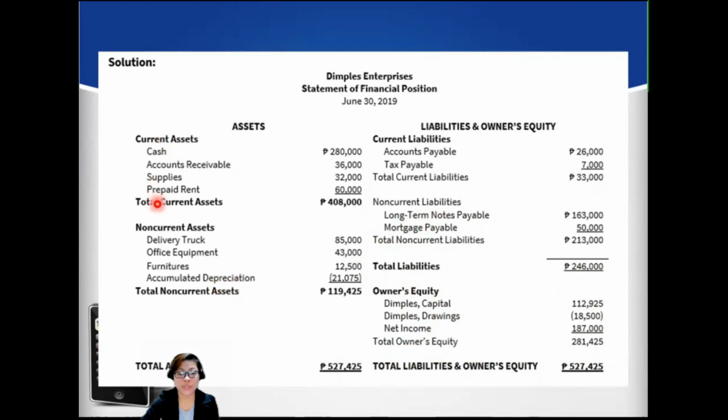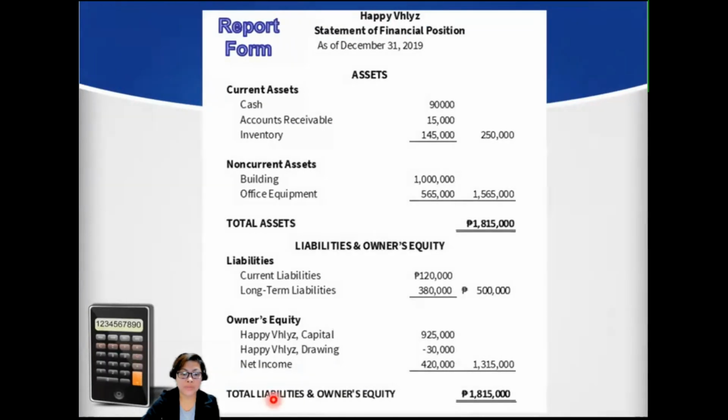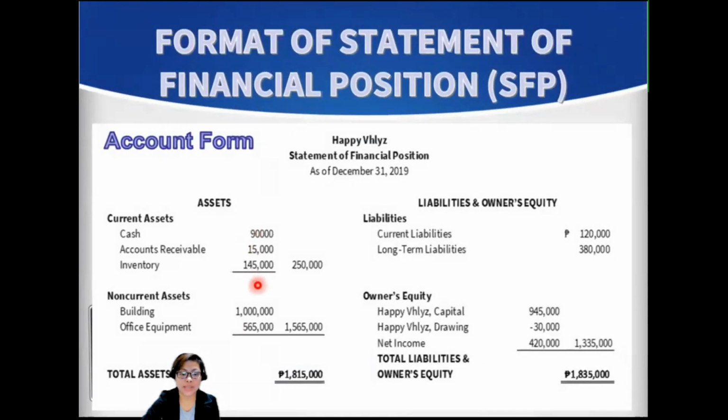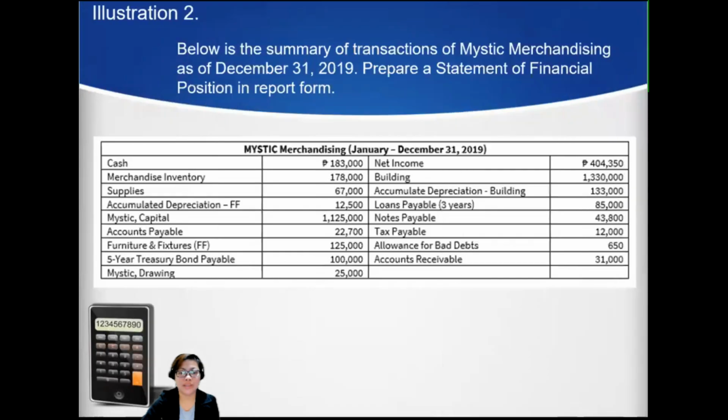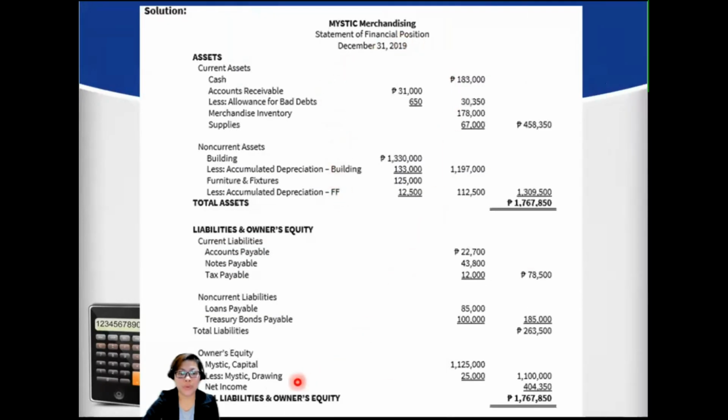Take note, you can present your SFP like this or like that or the previous one. Any of which. Then another illustration. Below is the summary of transactions of Mystic Merchandising as of December 31, 2019. Prepare a statement of financial position in report form. So we are going to present a report form for this trial balance. So this is now the report form.